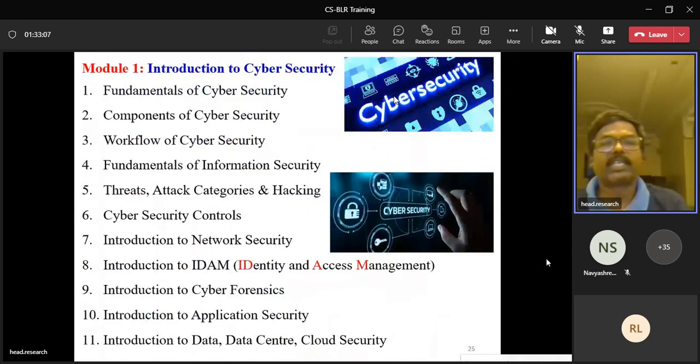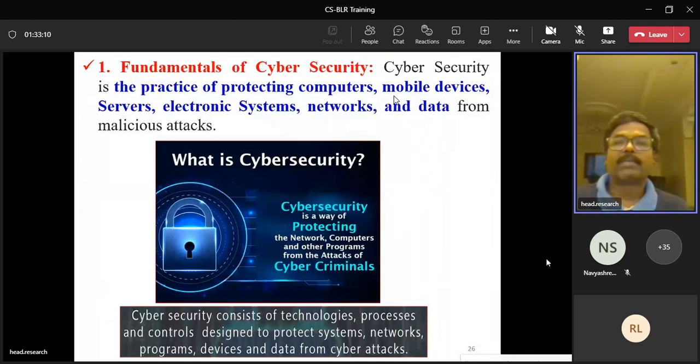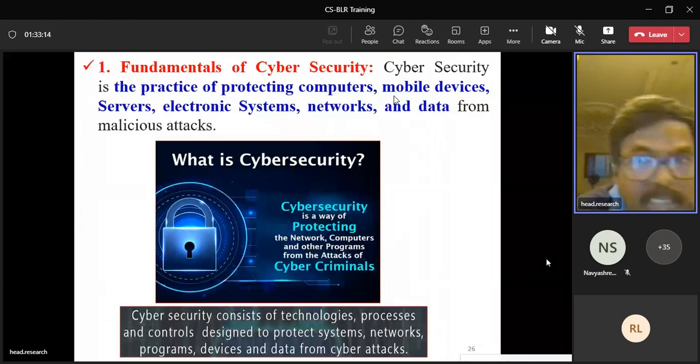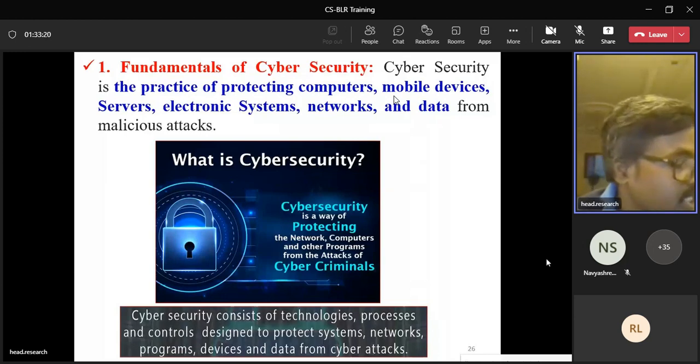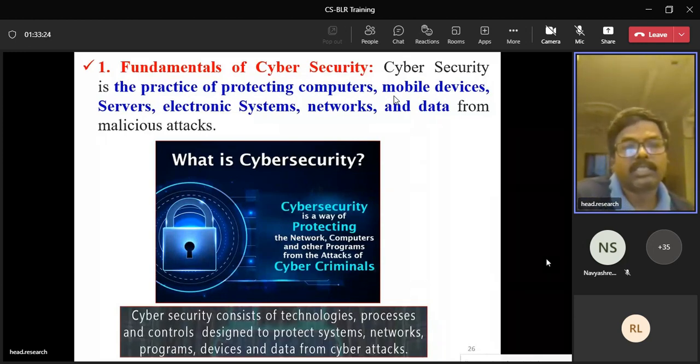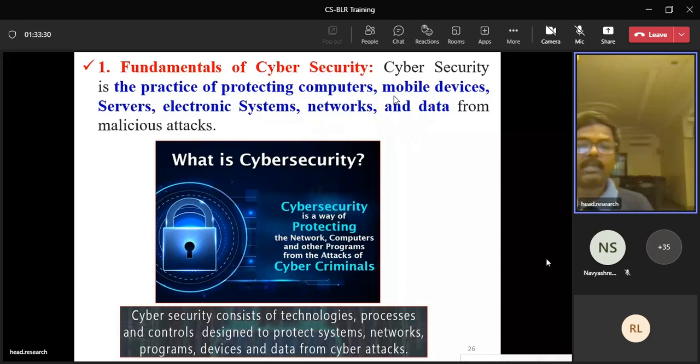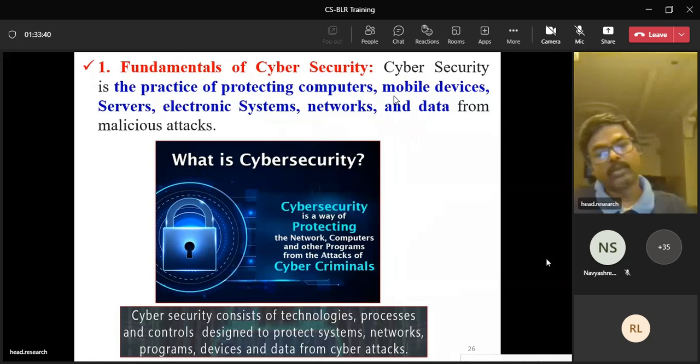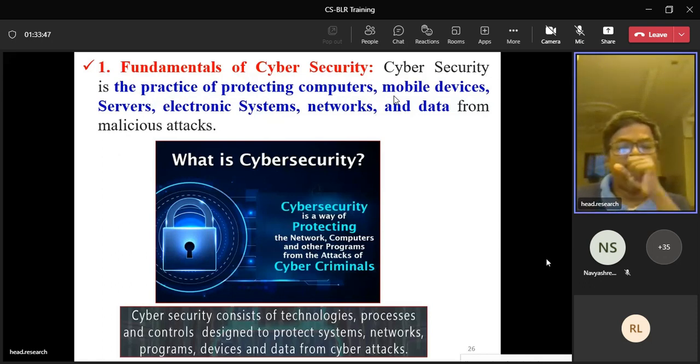So the first module is Introduction to Cyber Security. The first topic is Fundamentals of Cyber Security. Cyber security is the practice of protecting computers, networks, servers, data centers, electronic systems, and data from malicious attacks or cyber criminals. Cyber security is a way of protecting the computer, network, data center, and programs from the attacks of cyber criminals. Cyber security consists of technologies, processes, and controls designed to protect systems, networks, programs, devices, and data from cyber attacks.